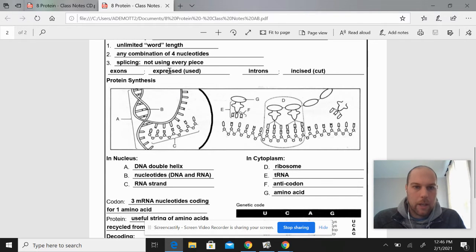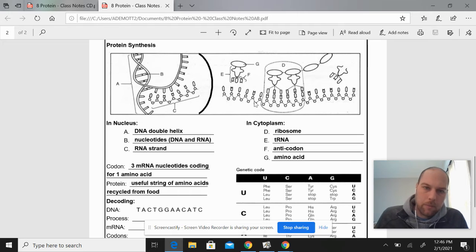What else we get here? So again, this is what I talked about, how a lot of pieces are not needed and are therefore what we call spliced, or cut out. Pieces that we do need or do use are called exons. So exons are parts of our DNA that we do use. Introns are parts of our DNA that we don't use. They are cut.